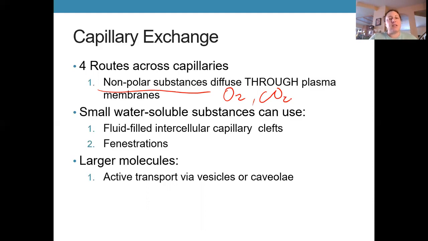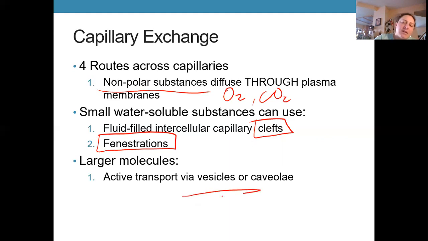Small water-soluble substances can either use those clefts between the capillaries or fenestrations in the holier types of capillaries. And then larger molecules have to be transported across the cell walls, across the cells of the blood vessel wall. So the capillaries, remember, have those endothelial cells, and they actually have to grab these larger molecules and move them through in little vesicles, which are little membrane organelles, if they want to actually deliver them out.